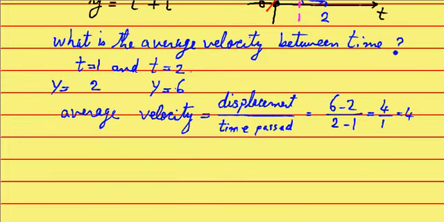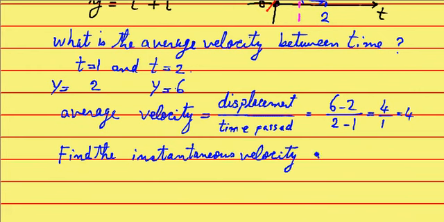So now what if I ask you to find the instantaneous velocity at t equal to 1? What does that question mean? What is instantaneous? Well, sometimes you want to know what your speed is right now, not between that given moment and say a couple of hours later, but you want to know what it is right now.